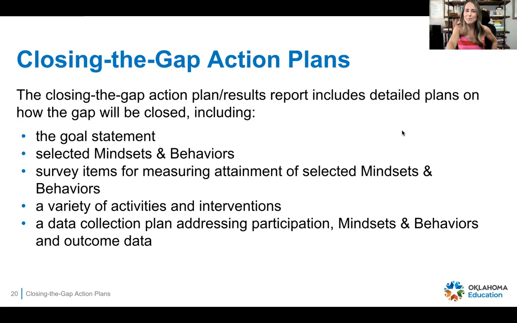The Closing the Gap action plan includes really detailed plans on how that gap will be closed. So that includes the goal statement, like we said, the mindsets and behaviors we're going to address, the survey items for measuring the attainment. So that's that mindsets and behaviors data, and then a variety of activities and interventions, and then a data collection plan for all three types of data: the participation data, the mindsets and behavior data, and the outcome data. Again, if that sounds foreign, that's okay.